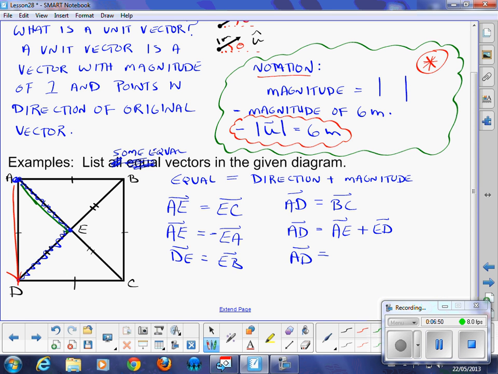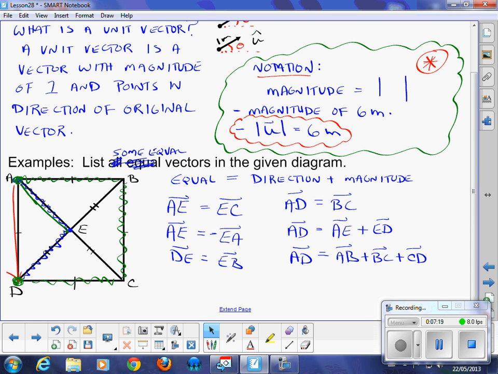As long as you start at point A, that's the key. You've got to start at point A, and you've got to end at point D somehow. So I'll use the green one this time. What happens if I go over to B, down to C, and then across to D? Is that the same? Absolutely. So you could say AD is equal to AB plus BC plus CD. That is a possibility.